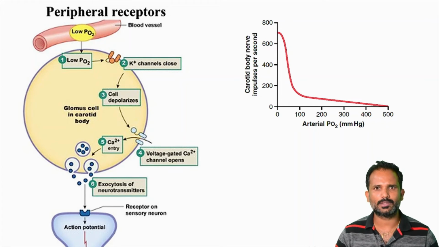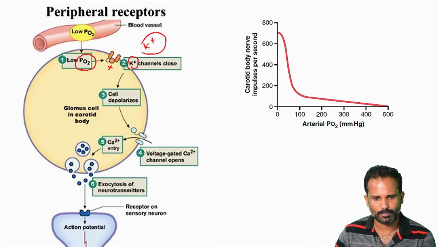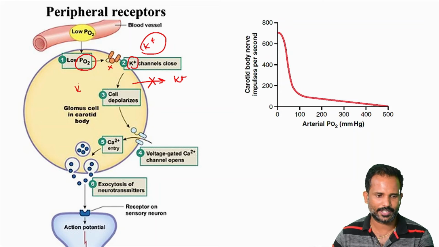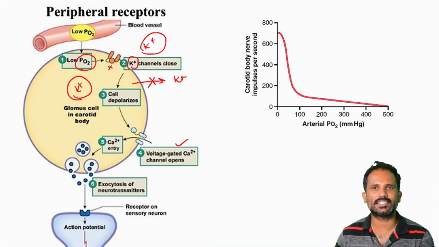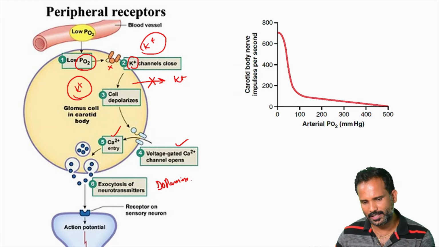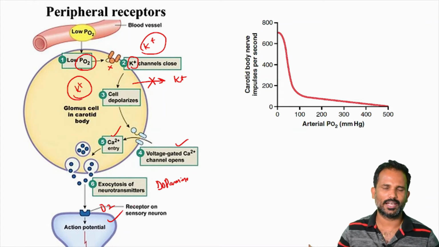Coming to the mechanism of action, whenever the oxygen content is lowered, that causes closure of potassium channels. So K plus is closed, so K plus can't go out. So K plus accumulates here, and that causes depolarization, and that causes opening of voltage gated calcium channels, and the calcium influx occurs. Exocytosis of neurotransmitter, mainly the dopamine, occurs, which acts over D2 receptor and generates an action potential in the axon.